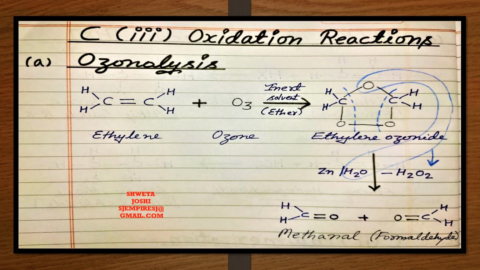Now covering our third variety of chemical reaction, which is oxidation reactions. In oxidation reactions, our first part is ozonolysis. Ozonolysis is the process of reaction of unsaturated compounds with ozone molecule in the presence of inert solvent.